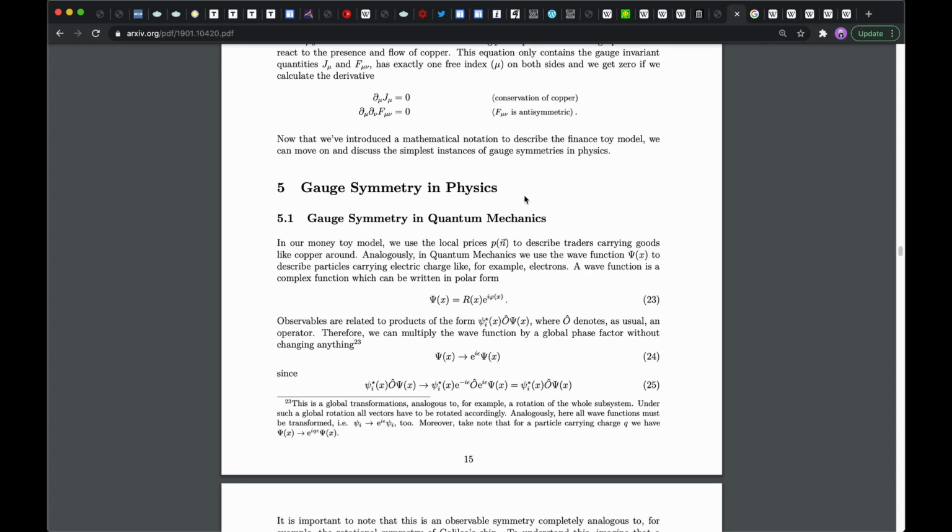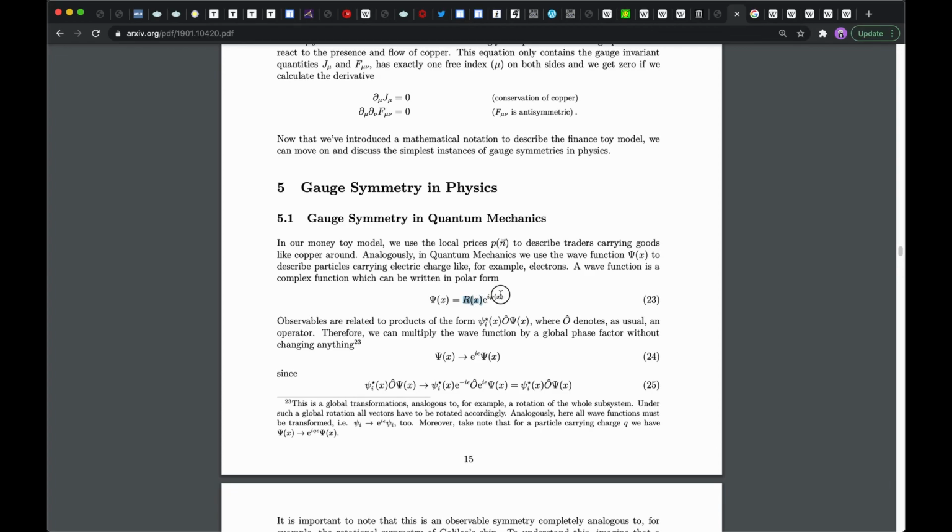And he talks here that in our money toy model, we use the local prices to describe traders carrying goods like copper around. And by the same analogy, in quantum mechanics, we use the wave function to describe particles carrying electric charge, like for example electrons. So basically, the wave function is like a trading agent, and charge is like copper also. And in that case, we can describe those wave functions in a polar form, where we have two functions.